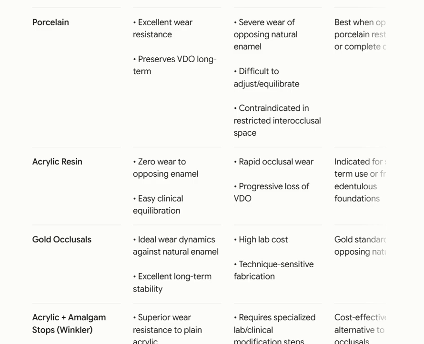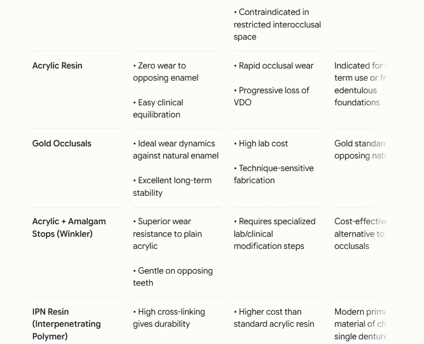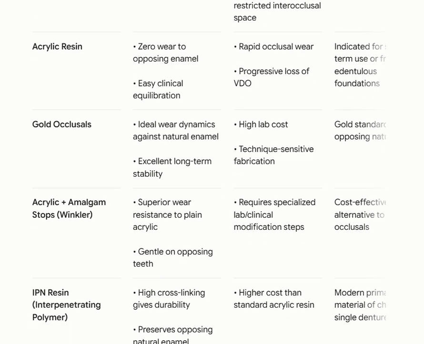Acrylic plus amalgam stops, Winkler. Superior wear resistance to plain acrylic. Gentle on opposing teeth. Requires specialized lab, clinical modification steps. Cost-effective alternative to cast gold occlusals. IPN resin, interpenetrating polymer. High cross-linking gives durability. Preserves opposing natural enamel. Higher cost than standard acrylic resin. Modern primary material of choice for single dentures. 4. Occlusal schemes and dynamic balance.